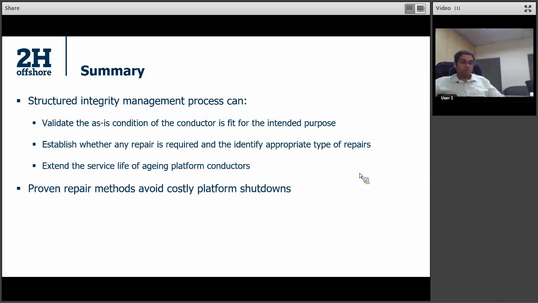Okay, great, thank you. If a conductor repair is identified as a requirement, would it be cost effective to transfer the load path from the conductor to the topside's deck itself?